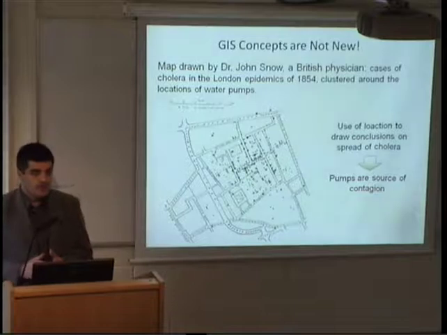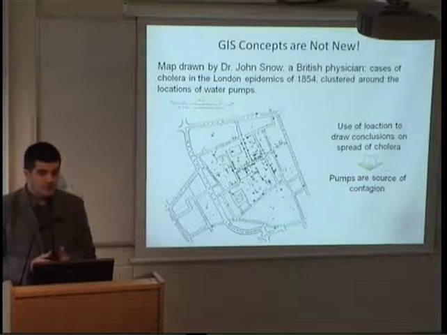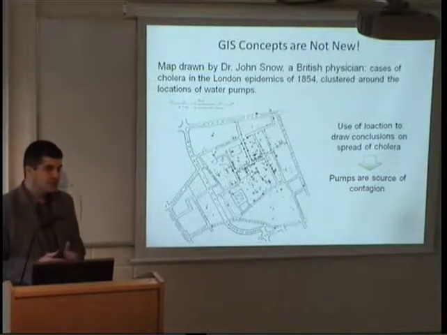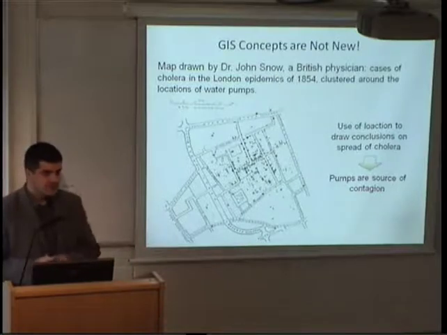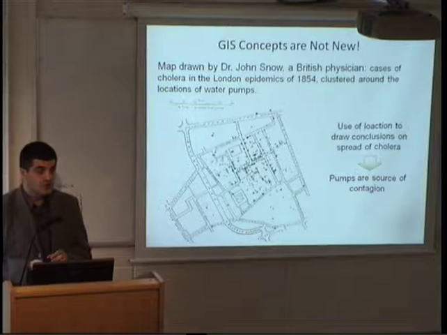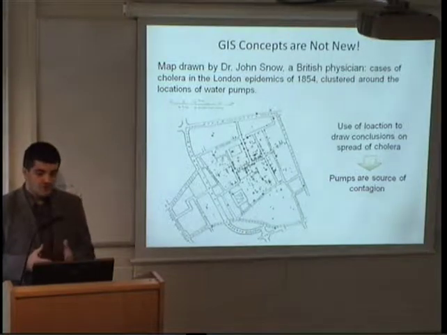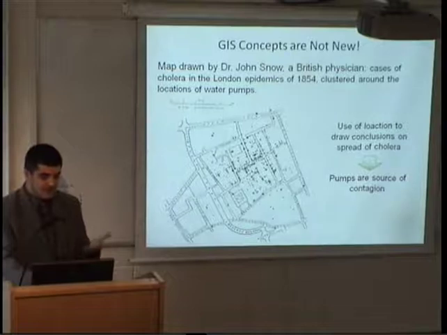The concepts are not new. The first application of geographic information systems was done by Dr. John Snow, a British physician who used geographic information to study the cholera epidemic in London in 1854. This is the map he produced during that study. He plotted the cases of cholera in London and he plotted the places of water pumps. As a conclusion, he found that the pumps were the source of contagion. Of course, during this time there were no computers and everything was done using paper maps, but the same concepts are now used in GIS software.